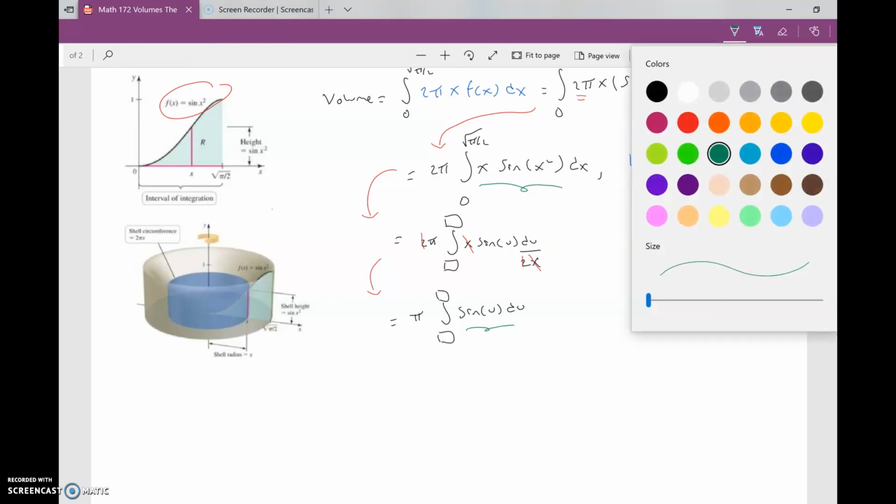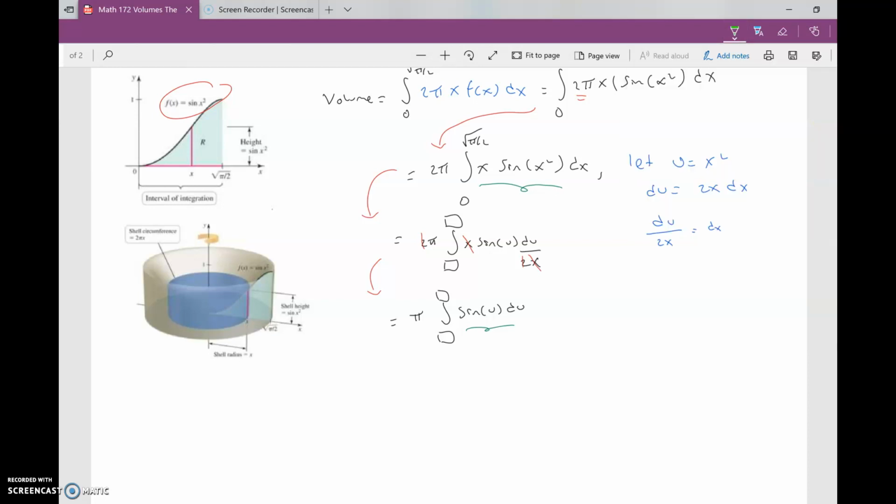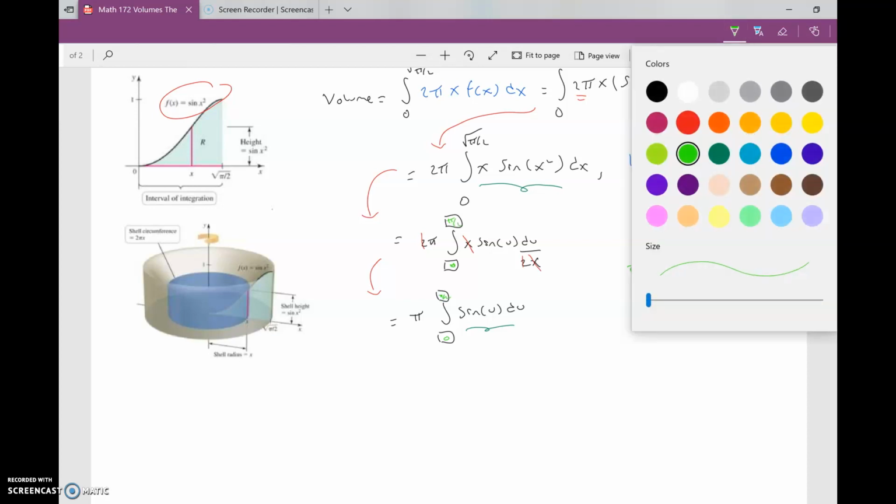And then let me actually put in the limits of integration. So for x equal to 0, the value of u will be 0 squared, which is 0. So the lower limit is 0. And x equal to the square root of pi over 2, so u is equal to the square root of pi over 2 squared, which is just pi over 2. So the upper bound is pi over 2. And let me rewrite the whole thing.